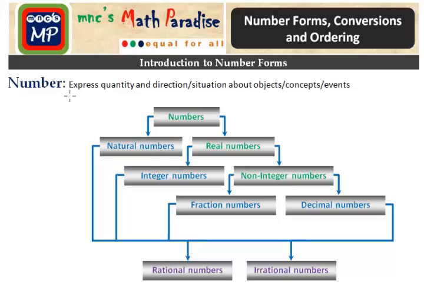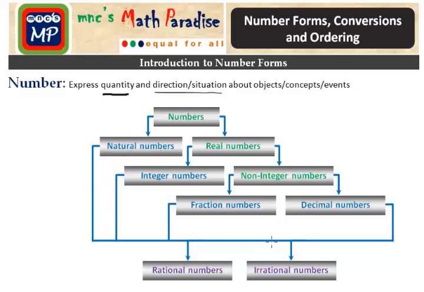Numbers are used to express quantity and direction or situation about various objects, concepts or events. Based on the structure or representation of the number, numbers are firstly divided into two forms, natural numbers and real numbers. Then the real numbers can further be divided into integer numbers and non-integer numbers, and finally the non-integer numbers are of two forms, fraction form numbers and decimal numbers.